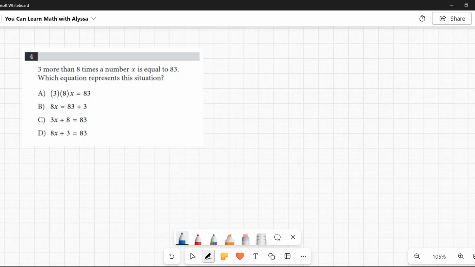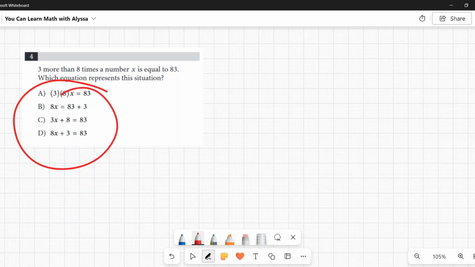Number 4. 3 more than 8 times the number x is equal to 83. Which equation represents this situation? Some people like to go to the answers first and then look at them one by one and see which one fits. I tend to prefer to just write my equation and then see where that equation is over here.